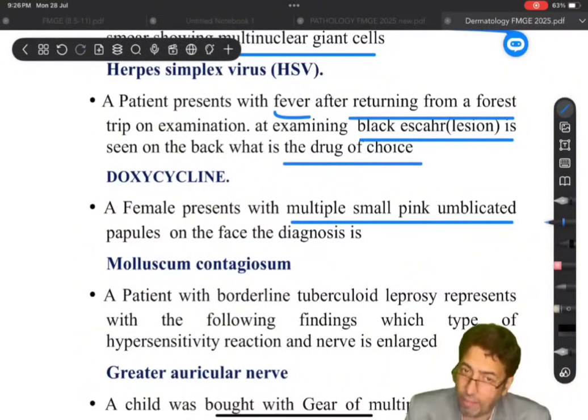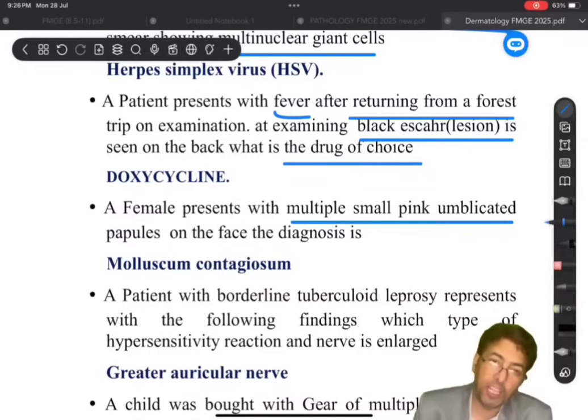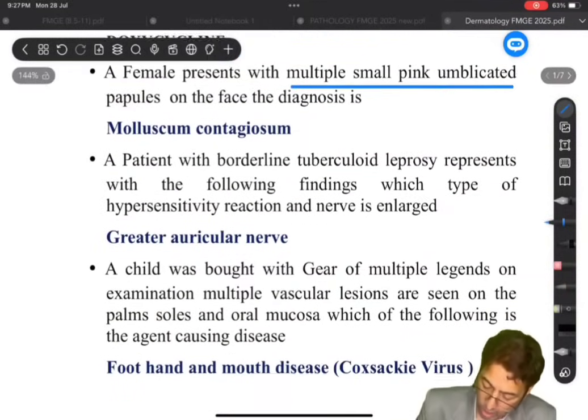And I will be coming ahead, in a few seconds after we finish up this round, and I will be showing at the end how these lesions look. So this is important, Molluscum contagiosum, and you have to remember the classical umbilicated lesions. So this is a very simple question which you cannot afford to get wrong.